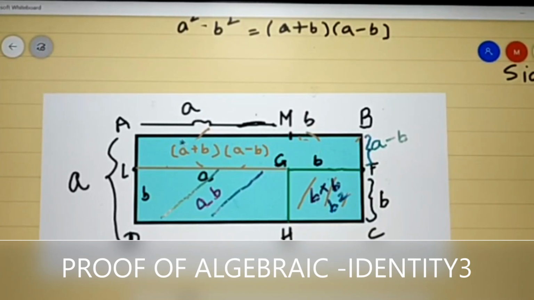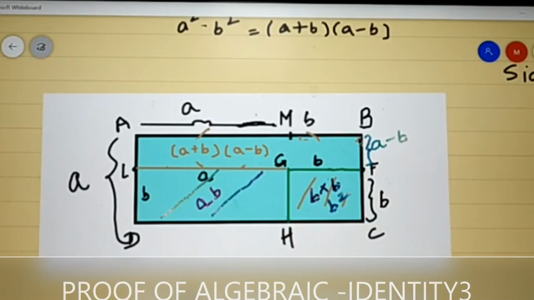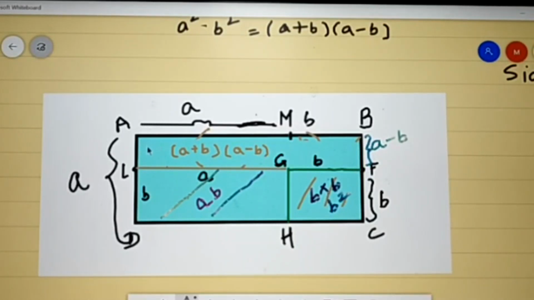So again, this rectangle ABFL, the length is A plus B and the breadth is A minus B. So area of this rectangle ABFL is length into breadth, that is A plus B into A minus B. Coming to this square, each side of this square is B and area of a square is B square. Now coming to this rectangle GLDH, this is side length into breadth. So area of this rectangle is A into B.